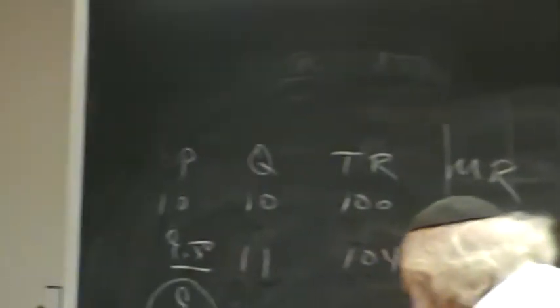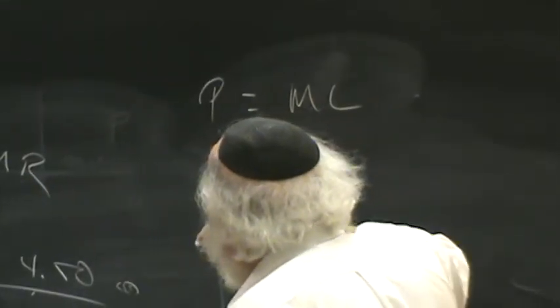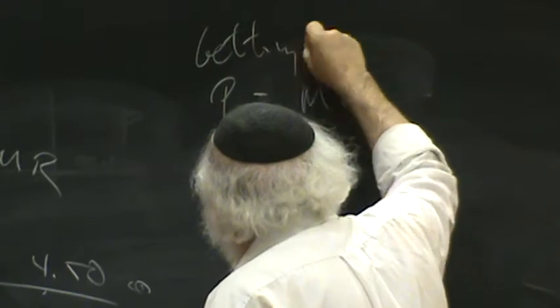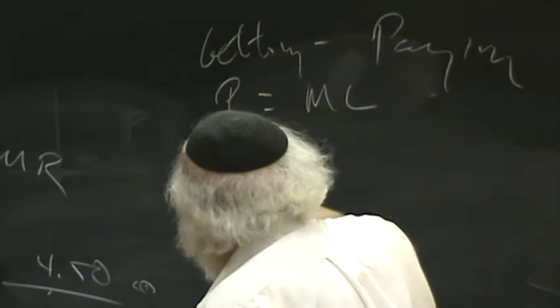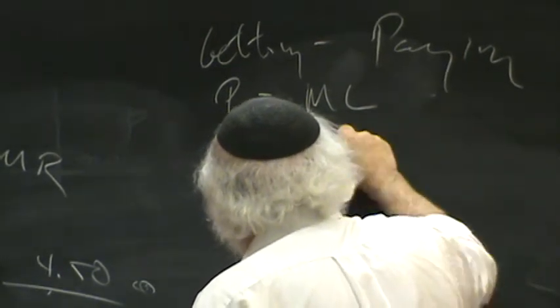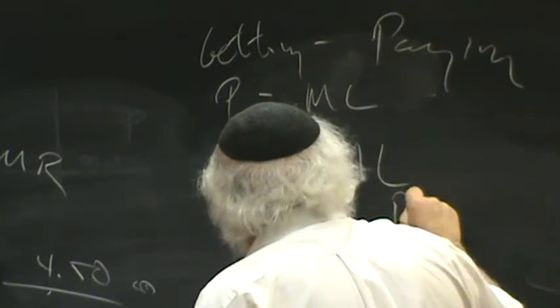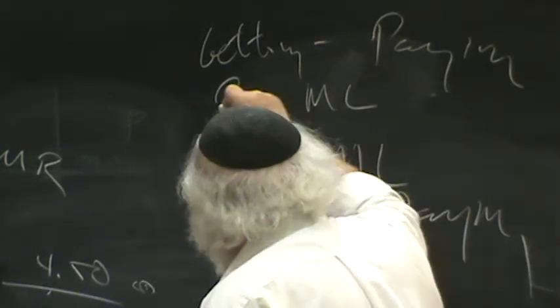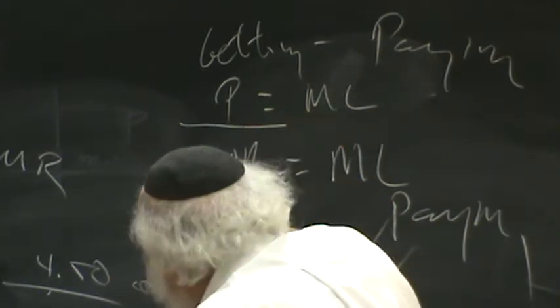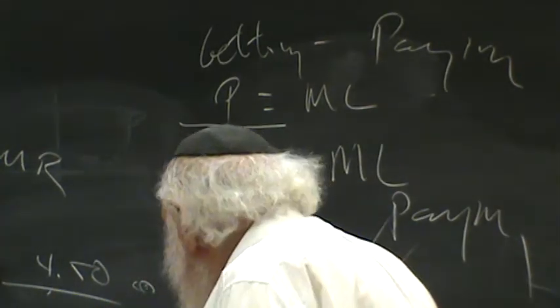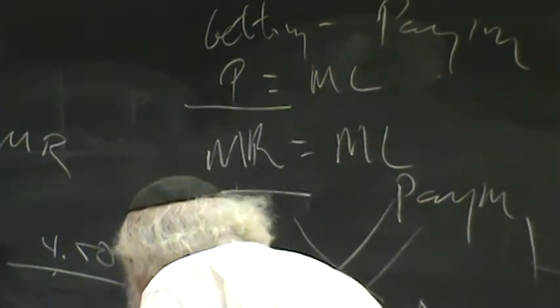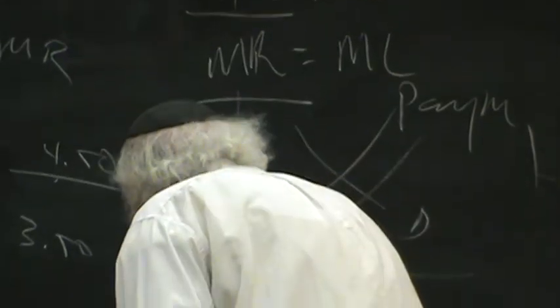So now, you see, whereas under perfect competition we say price equals marginal cost, price is what he's getting, and marginal cost is what he's paying. Under monopoly, he's going to say marginal revenue equals marginal cost, because marginal cost is still what he's paying, but price isn't what he's getting. He's only getting the marginal revenue. So under imperfect competition, the equilibrium is not price equals marginal cost, but marginal revenue equals marginal cost.